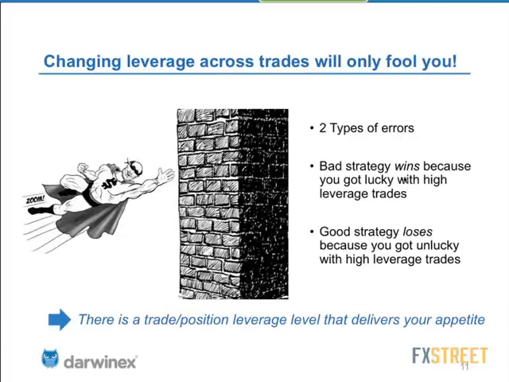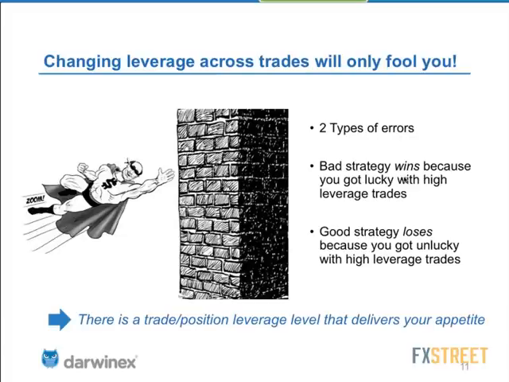And the conclusion to this is that there is more or less a trade level consistent leverage that delivers your risk appetite. In other words, you should not place too much difference in the leverage you deploy across trades. I'm not saying you should always trade with exactly the same leverage, but there should be a small variation between leverage across trades.